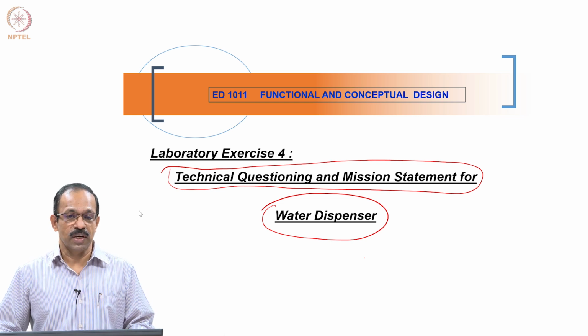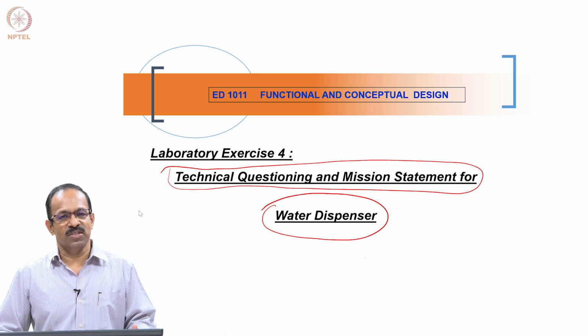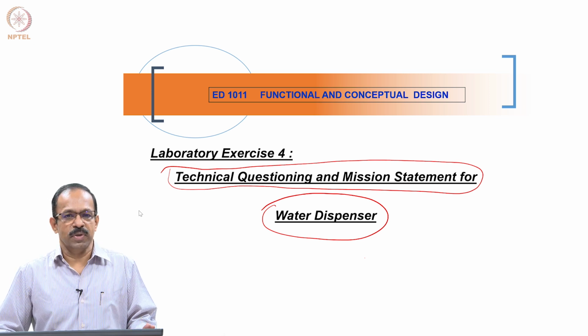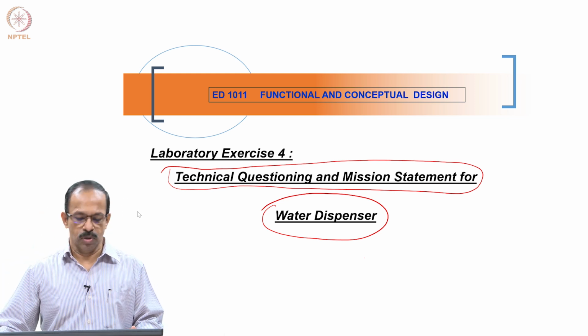But what we do is we will go with the same procedure of product dissection and preparing the parts list, and then instead of preparing an assembly chart or assembly structure, we will go to the level where we try to identify the mission statement for this product. So that is going to be the exercise that you are going to do today.